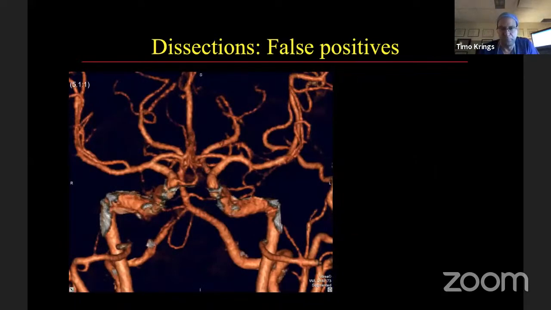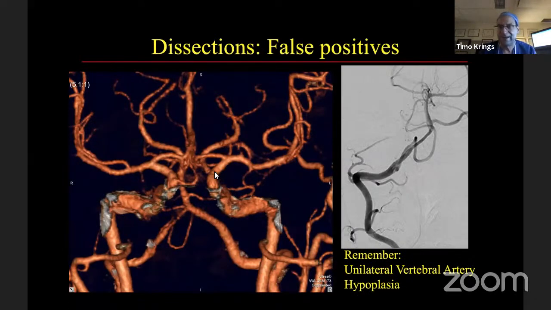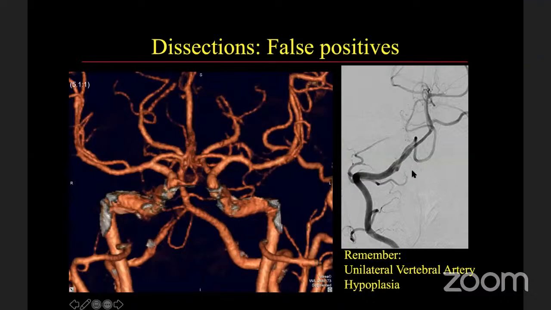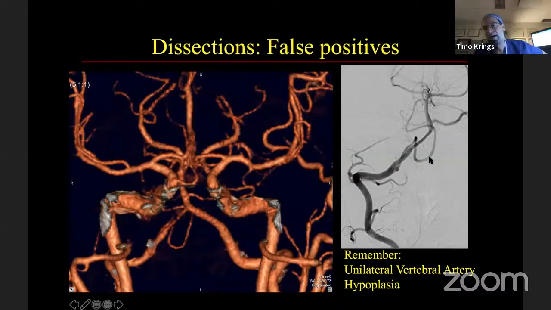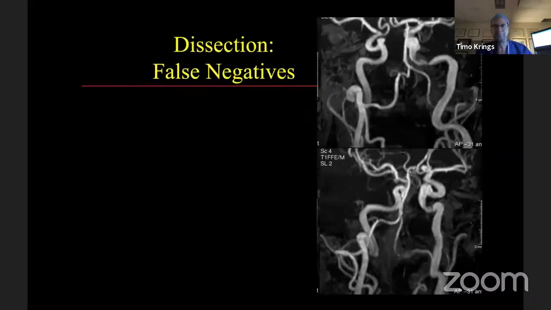What are other false positives? In this patient here, we thought that there may be a dissection within the right vertebral artery. However, if you look very carefully, this is just a hypoplastic vertebral artery after the origin of a dominant PICA artery. So this is a normal anatomical variation.